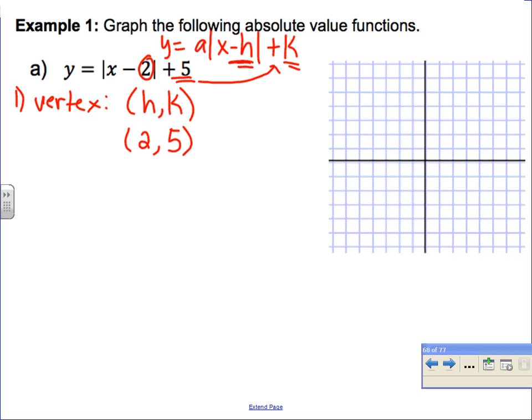Let's plot that first. It's either the lowest or highest point on the graph. Over 2, up 5. So 1, 2, 1, 2, 3, 4, 5. So here's our vertex.